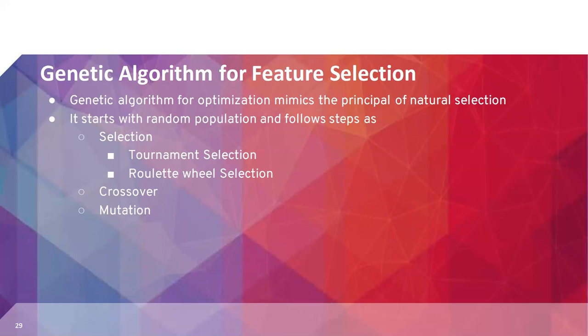So GA, as I said, mimics the principle of natural selection. It initially starts with a random population, and it follows selection, crossover, and mutation repeatedly for several generations, and then finally comes to the best possible subset of attributes. For the selection methodology, there are two different methods: one is tournament selection, and second is roulette wheel selection. And there are several crossover and mutation methodologies available.